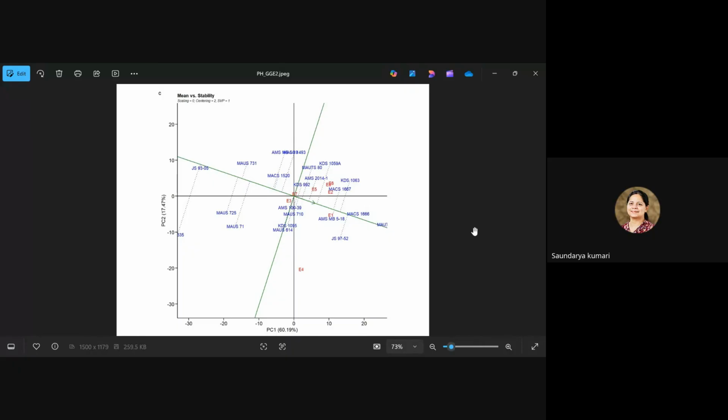And what about the one vertical green line in this graph? This total cross is considered the environmental axis. So the direction is like this. Okay, sir.